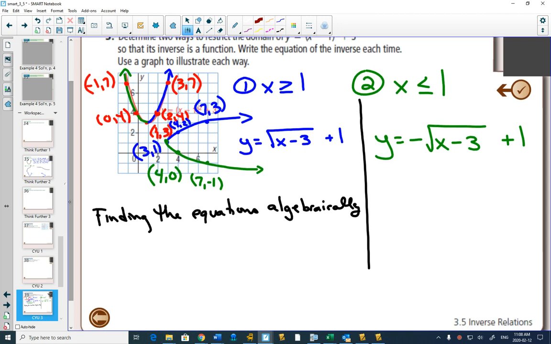Algebraically, how do we find an inverse? We switch x and y. So if the original equation was y equals, now we would have x equals, bracket, y minus 1 squared plus 3. And we need to solve for y. So I'm going to get the squared part by itself by subtracting 3 on both sides.